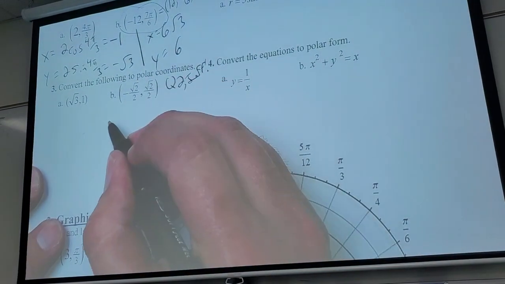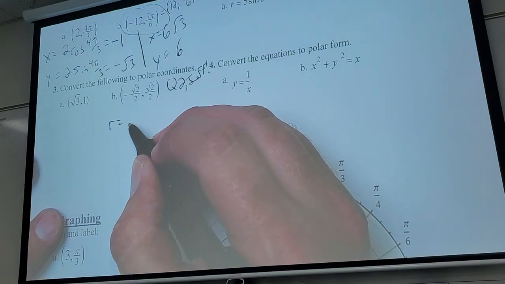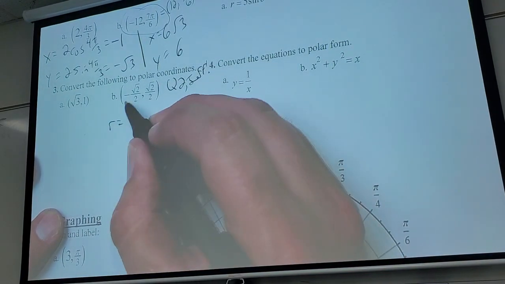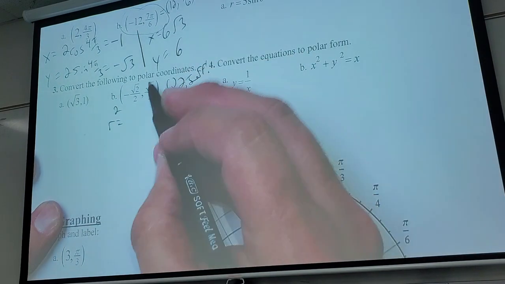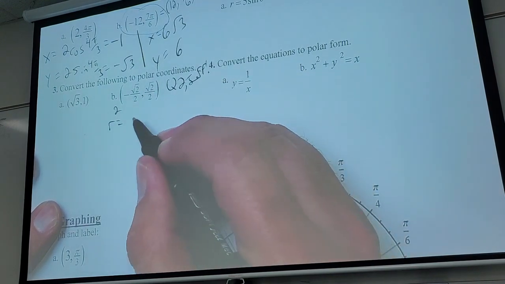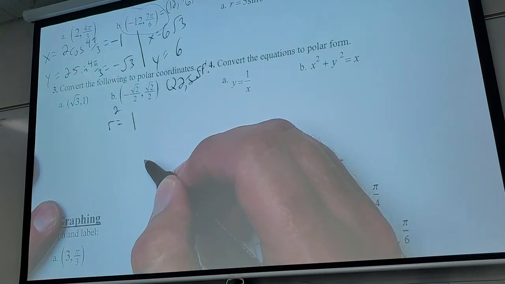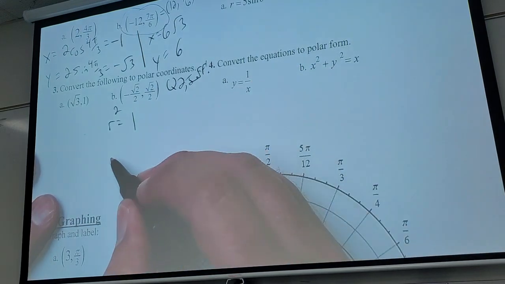So how do you get r? Let's do r squared. What do you get? X squared plus y squared, so it'll be 2/4 plus 2/4. Half plus a half, so 1. Figure out what r is in a minute. R is 1. How do you get theta?